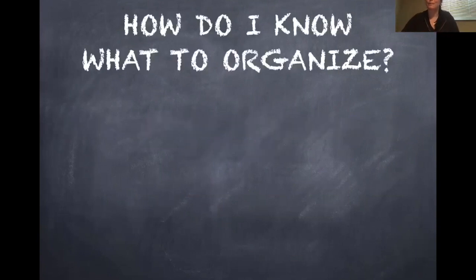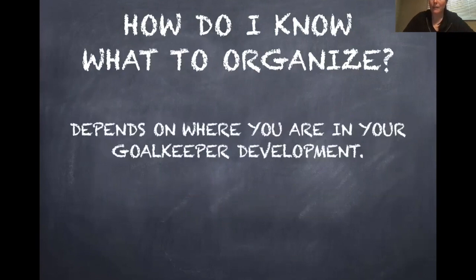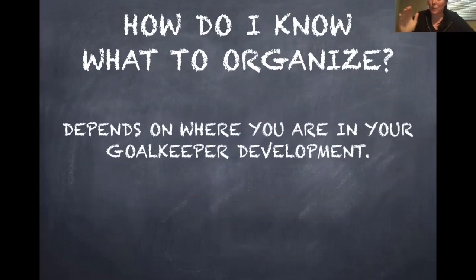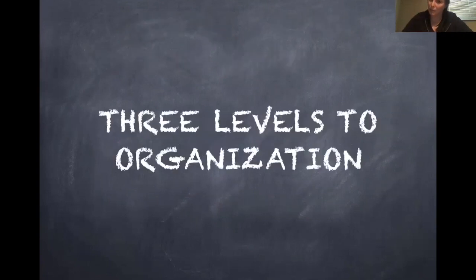Okay, but now, the second part to our roles and responsibilities, how do we know what to organize? Which is a whole different ballgame. Okay, it's very, very difficult. It depends where you are in your goalkeeper development. Okay, in my opinion, in my philosophy or whatever you want to call it, there's 3 levels to organization. Okay, and where you are depends on a couple different factors. Not only where you are in your development, but also where you are with your confidence. Have you found your voice yet?